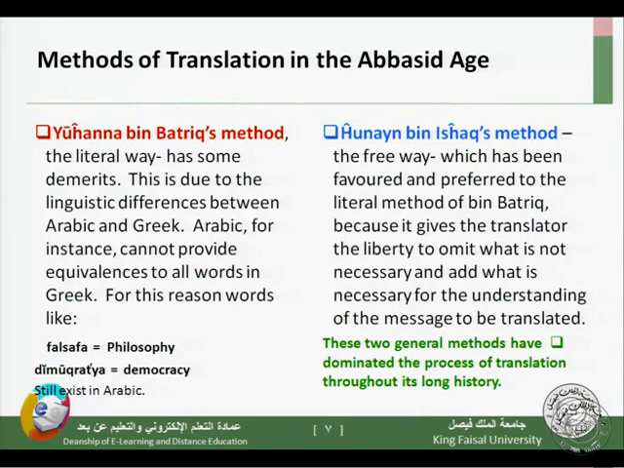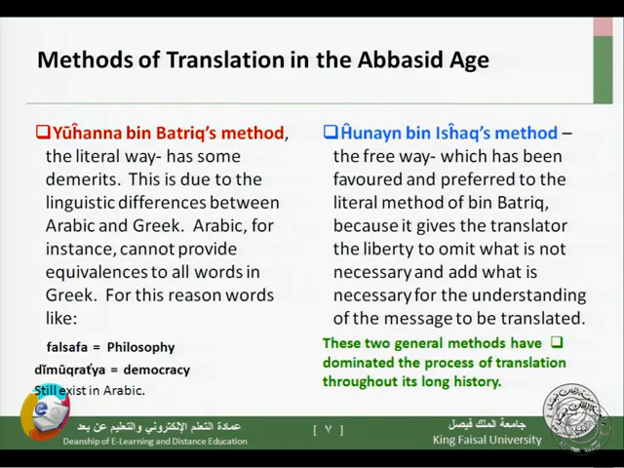Now, regarding Batriq's method, its literal translation or literal method, it has its demerits, because there were certain linguistic differences between Greek and Arabic, and they could not really find an equivalent, the exact equivalent in Arabic.